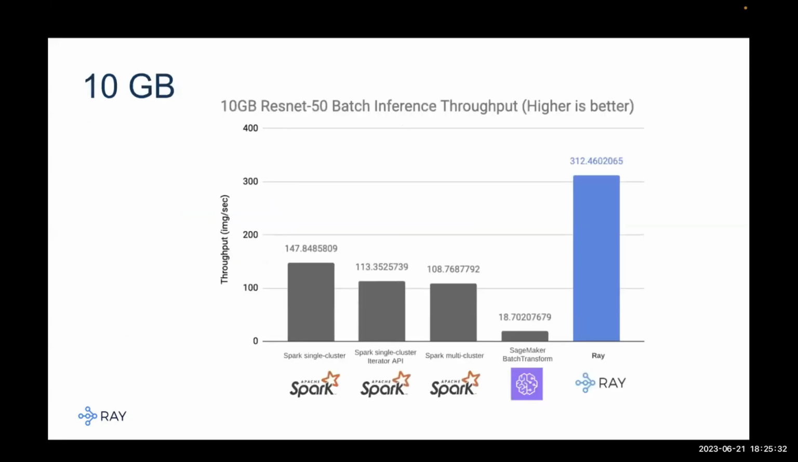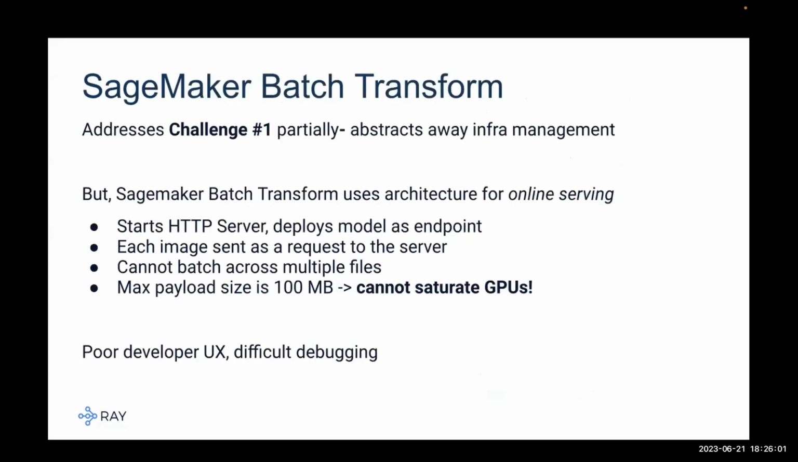So here are the results from 10 gigabytes. We tried a few different Spark configurations, as well as SageMaker Batch Transform and Ray. And we see that Ray datasets outperform SageMaker quite a bit, and it's also roughly 2 times the throughput compared against the best Spark configuration. So I think the first question you're probably wondering is why is SageMaker Batch Transform so low? It's only like 19 images per second.